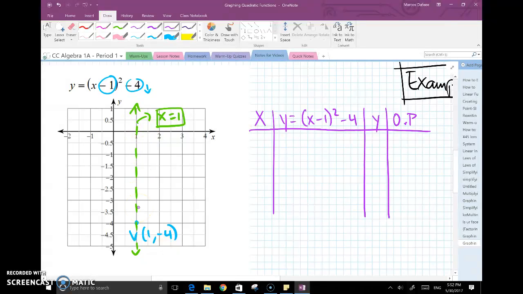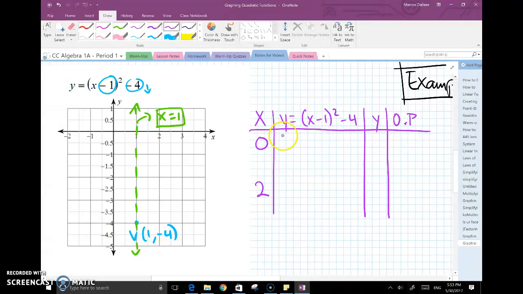I could also choose a couple points that are on the left and then just reflect them onto the other side, because for every point I get a second one for free. So I'll go with the number 0, and I'll just go ahead and choose something on the right side of that line. So I'll take a 2, okay? I don't want to choose a 1, because when I choose a 1, I already know I'll get -4. So there's no point of putting that in the table.